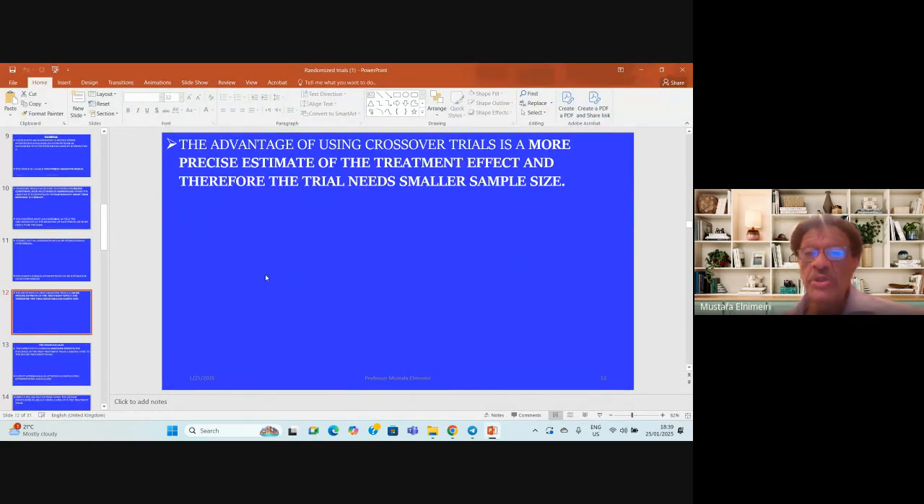The advantage of using the crossover trial is that we will get a more precise estimate of the therapeutic effect of the treatment, and the trial itself needs a smaller sample size because the same participants are used at one phase as the treatment group, and similarly they will be used also as the control group. So the sample size is small compared to the parallel designs, for example.